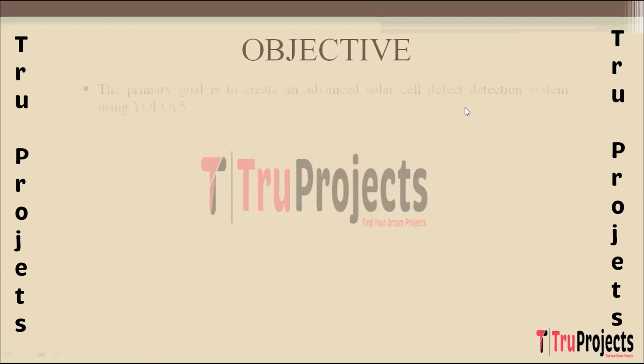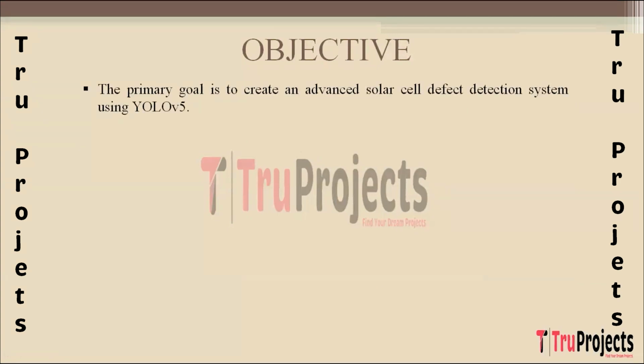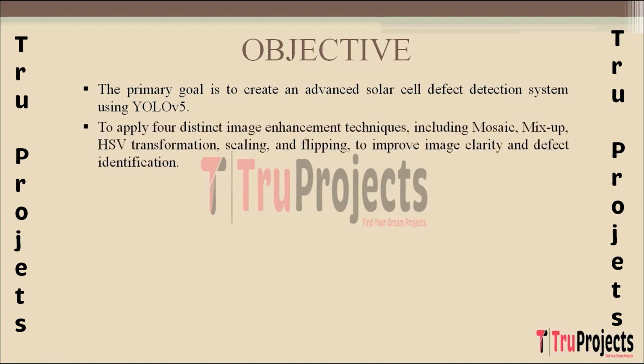Objective of the project. So, our main goal is to create a top-notch system for spotting defects in solar cells. We are using YOLOv5, a powerful tool in computer vision, to ensure precise defect detection. Clear images are crucial for accurate defect identification. We are using image enhancement techniques: mosaic, mix-up, HSV transformation, scaling, and flipping to make our pictures clearer and help us detect solar cell defects more effectively.